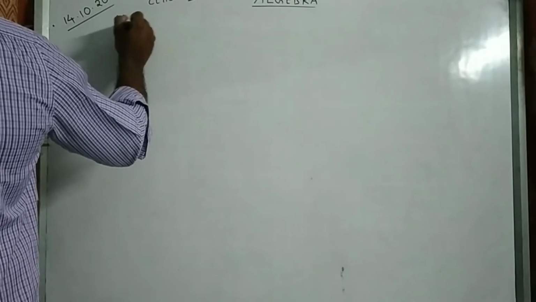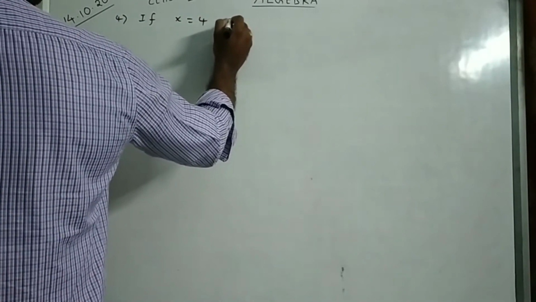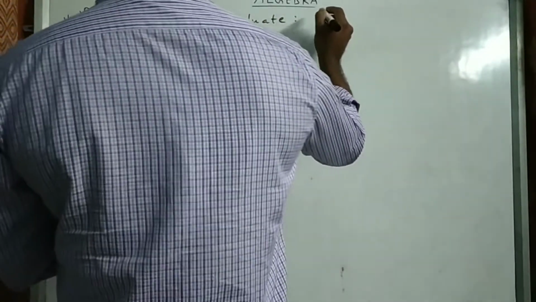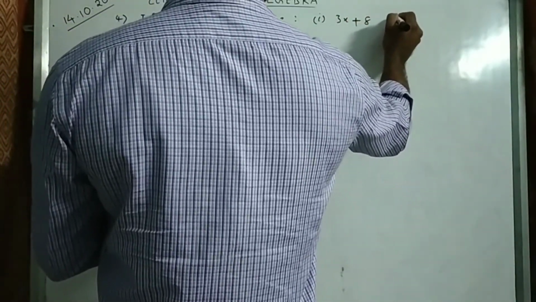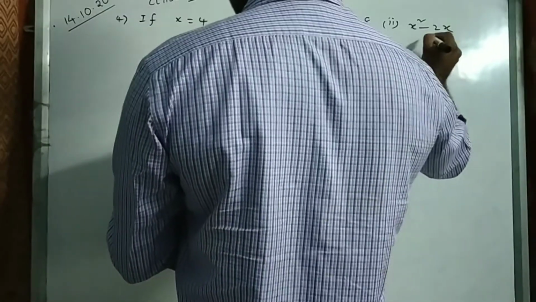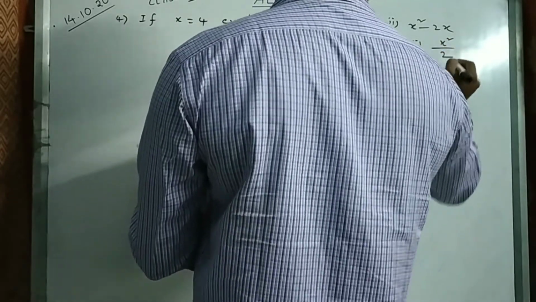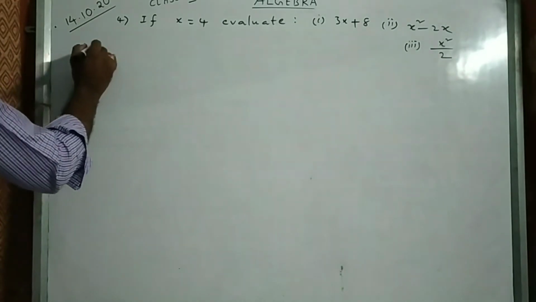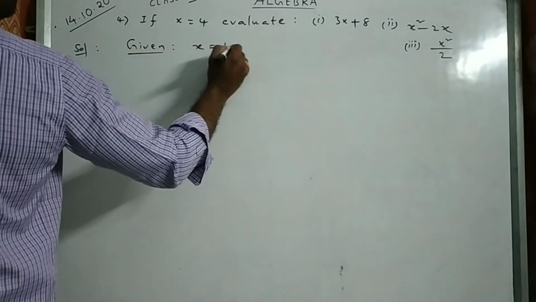If x equal to 4, fourth problem, if x equal to 4, evaluate: first one 3x plus 8, second one x square minus 2x, third one x square by 2. That values we should find. Listen carefully. What is given here? Given value is x equal to 4.